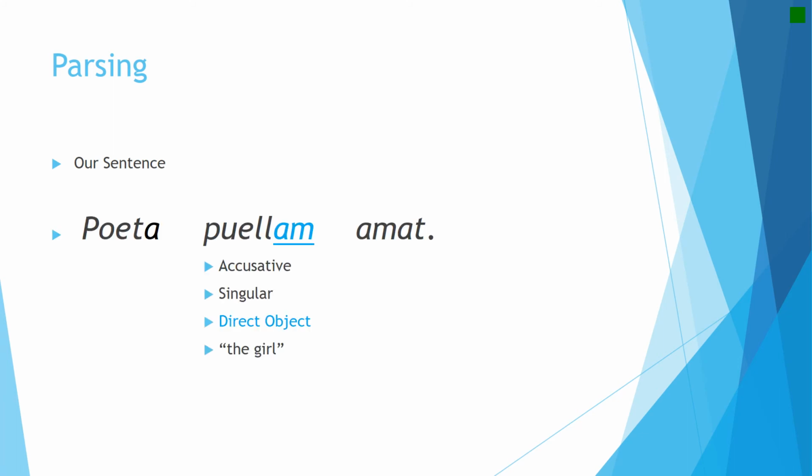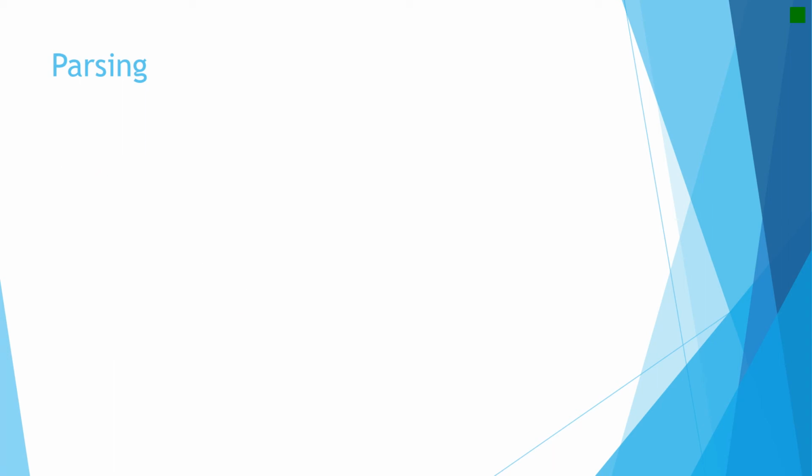Parsing our next noun, the am ending of our puellum indicates that we are dealing with a singular noun in the accusative case. Because the noun is accusative, we know it will be the direct object of our sentence. Recall that it means girl, and remember that we'll mark our direct object in blue.